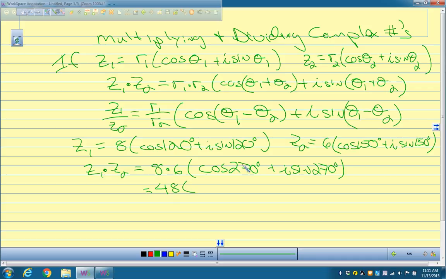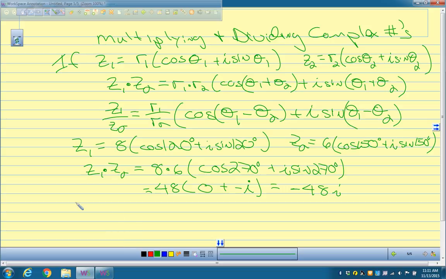What's the cosine of 270? Cosine of 270 is 0. Plus I sine of 270, what's the sine of 270? Negative 1. So negative 1i, so we could just call it negative i. So that's equal to negative 48i.